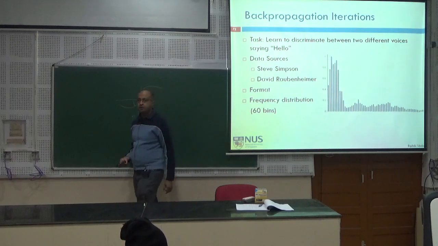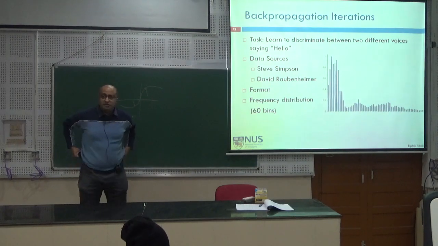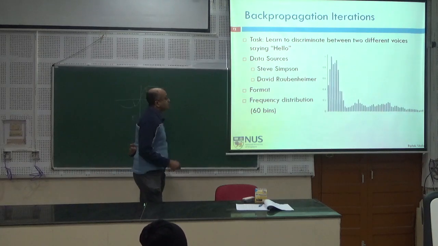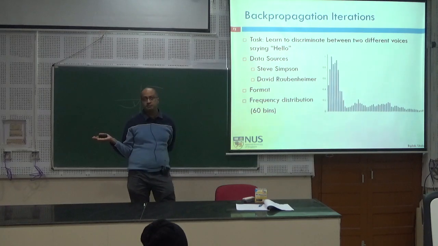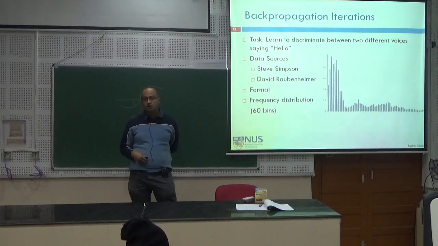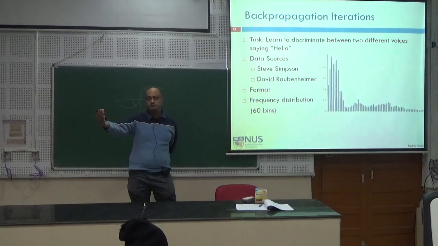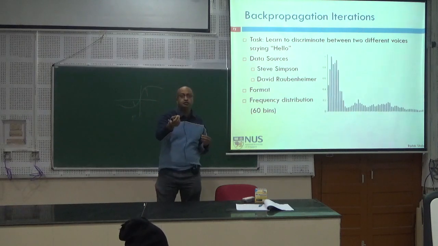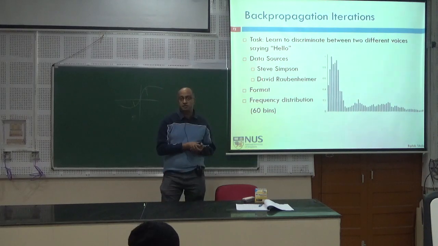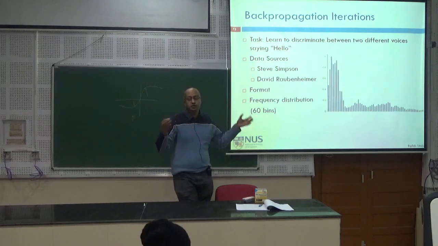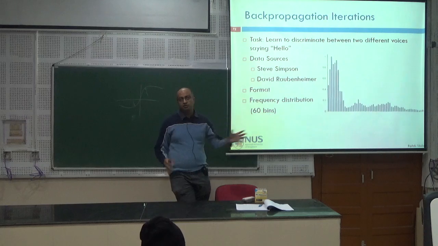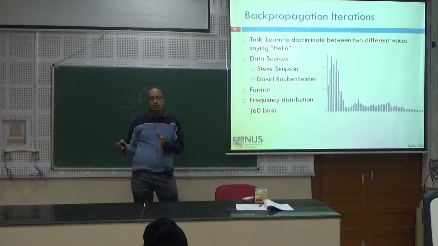I'll walk you through this backpropagation that we learned, very quickly, using an example to see what happens. In this example, I want to make the machine recognize the voice of a person. There are two people, let's say Steve and David, and they're both saying hello, and I record it. I will train the machine so that if I play back a hello, it will tell me whether David said it or Steve said it. It will recognize the voice of the person. So I have to have two neural nets. One will be trained to David's voice, one will be trained to Steve's voice.